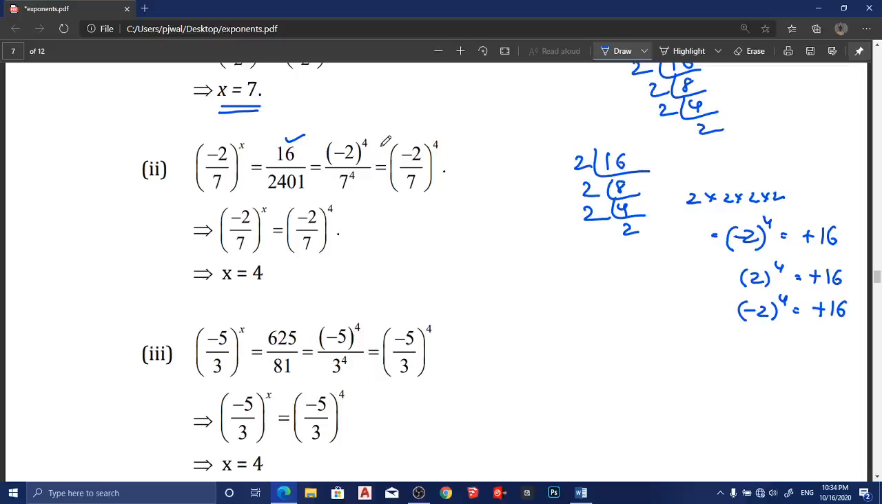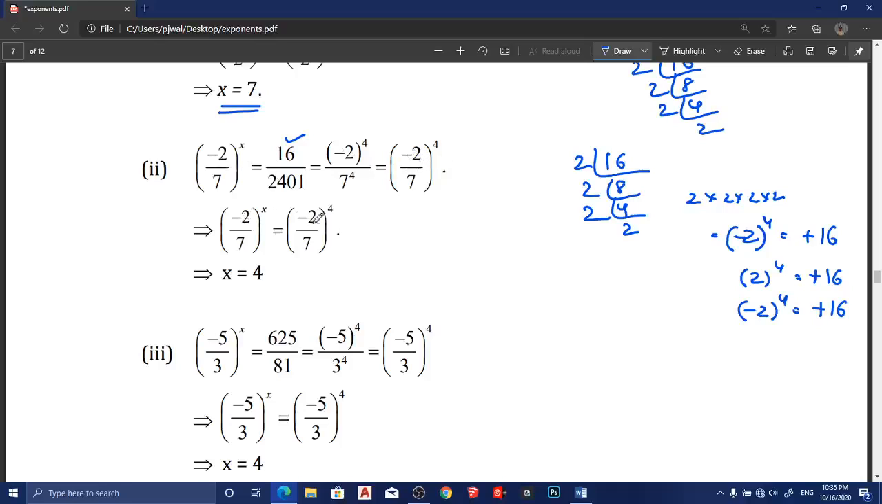Now you can take the same power of these two, numerator and denominator, because they have the same power. You can take it as the same power of the total fraction, which is minus 2 by 7 raised to the power of 4. So now you know the RHS value and LHS value.